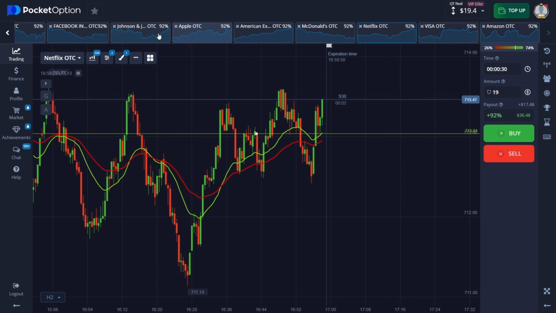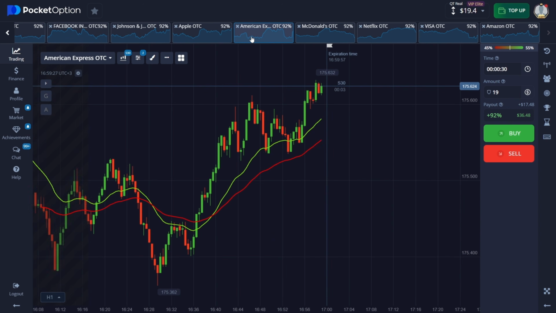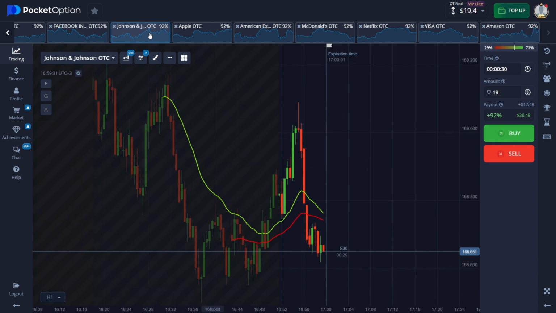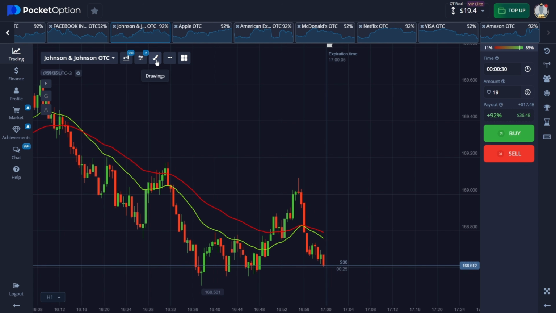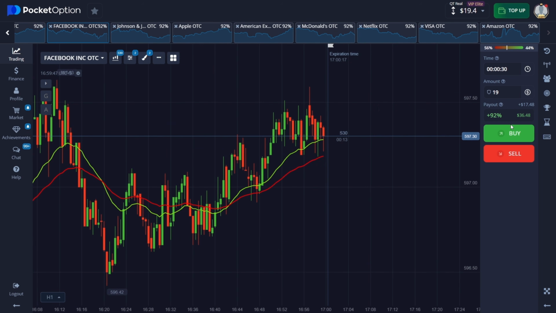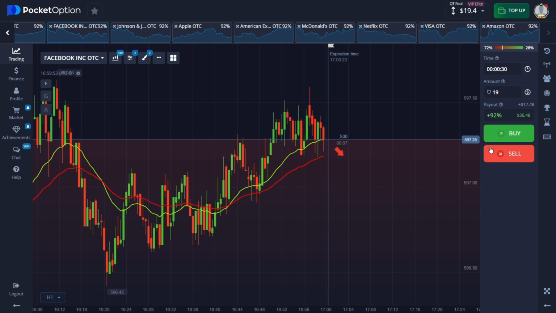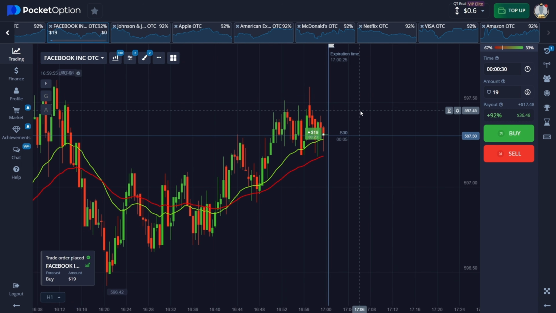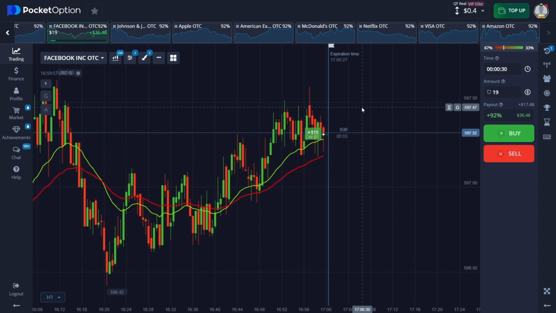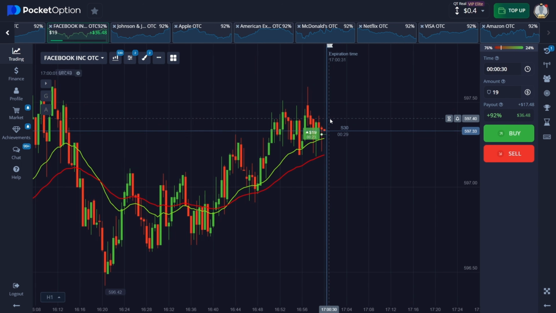Let's find a trade for $19 in this compounding session. Here we have a trade on Facebook OTC. If this candle gives a good entry, we can try for an upside move. I got my entry and placed a trade for an upside move on Facebook OTC worth $19. Currently, the trade is in our favor.